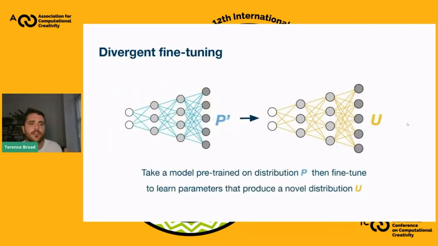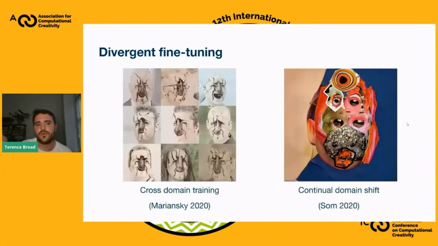The next category in our taxonomy is divergent fine-tuning. Here we're starting from a pre-trained model that's already approximating a target distribution, but we're fine-tuning it in such a way that it's diverging from the original distribution or any other distribution that we can think of. We've broken this down into four categories. The first is cross-domain training.